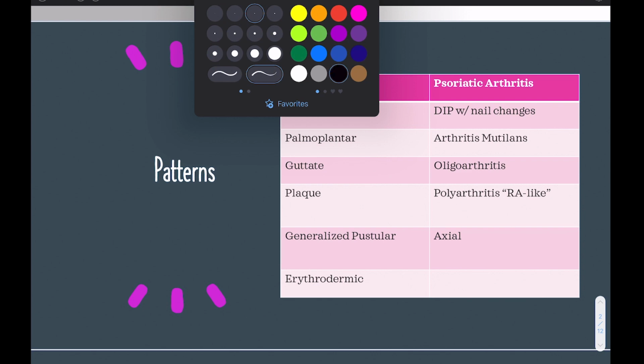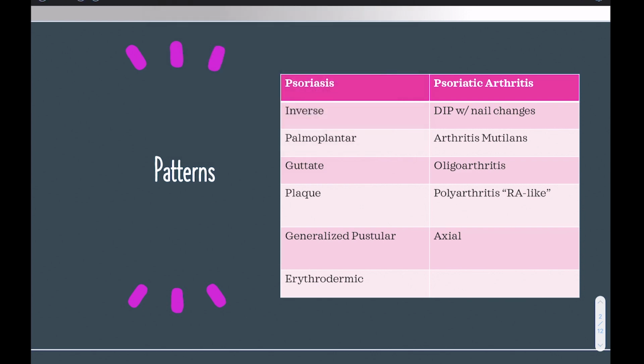Secondly, arthritis mutilans here, but this type is not as commonly seen nowadays because hopefully patients receive appropriate treatment before reaching this stage. Third, there's oligoarthritis, meaning there will be a few asymmetric joints that are involved, and dactylitis or sausage digit may be categorized here.